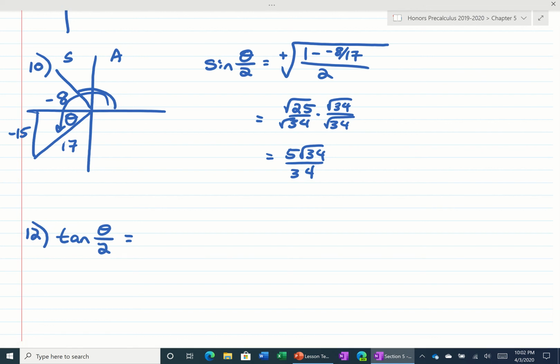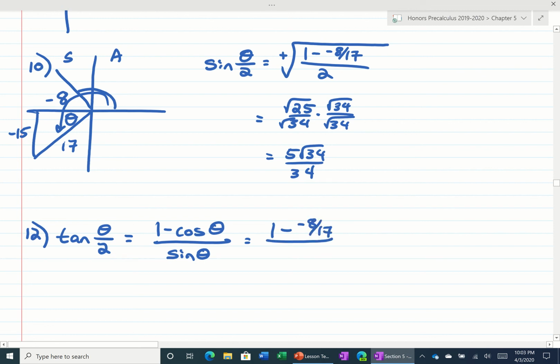And for number 12, let's see, we could use any formula. I'm just going to use this one. It's 1 minus the cosine of theta over the sine of theta. I'm looking at my triangles. It's going to be 1 minus the cosine over the sine. So let's see what that is. All right, calculator time here. 1 plus 8 over 17, divided by 15 over 17. Calculator's telling me it is negative 5/3. All right, that was number 12.